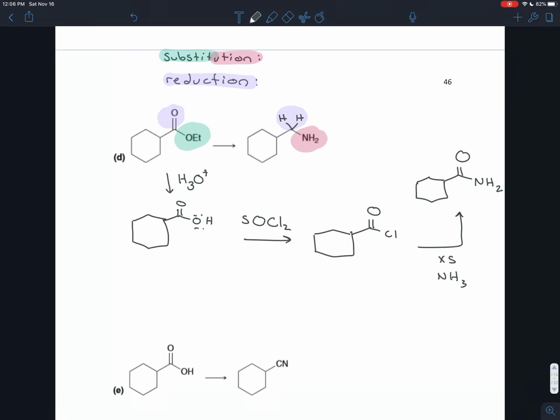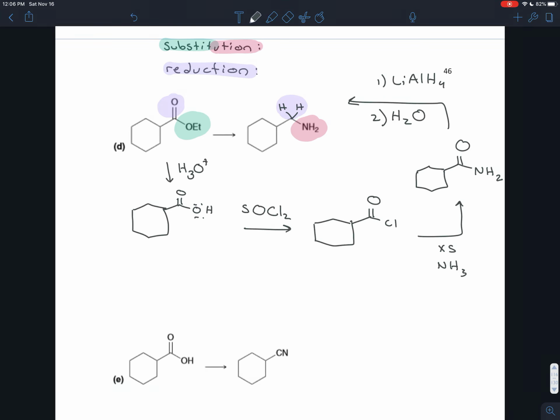How about the reduction? Well, we start with 2 bonds to oxygen. We get rid of both of them, so we might as well use as strong of a reducing agent as we can. The strongest reducing agent we know is lithium aluminum hydride, and then you just follow that up with water to make sure everything is protonated and all the charges are stabilized.